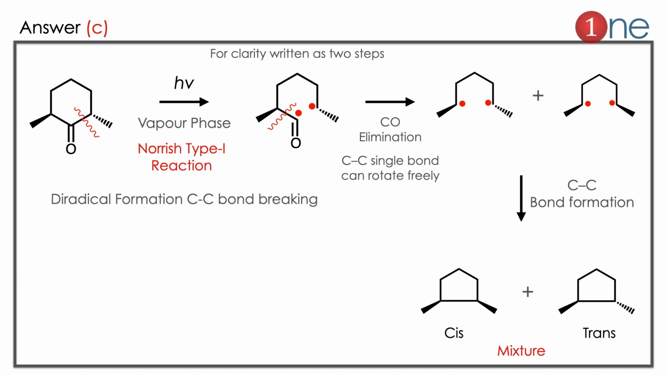Here we have written it as two steps for clarity, so we write them one by one. First the dicarbonyl is formed. Then in the second step CO elimination occurs. The same dicarbonyl is formed there, CO is eliminated, and here you have the two diradical.